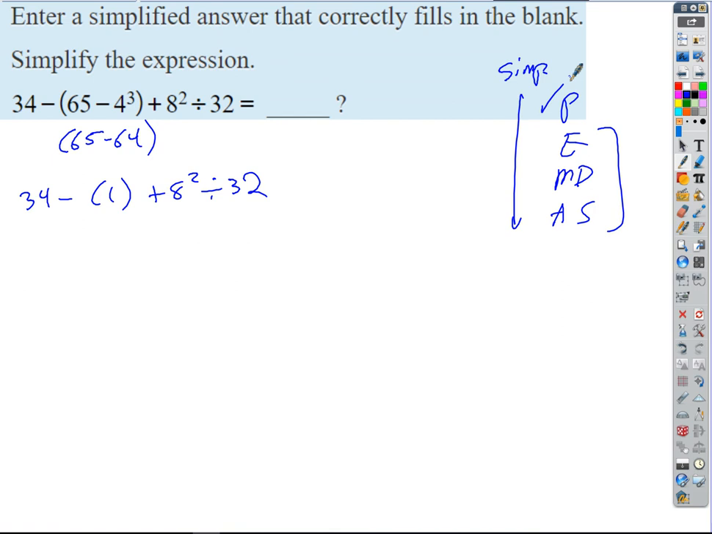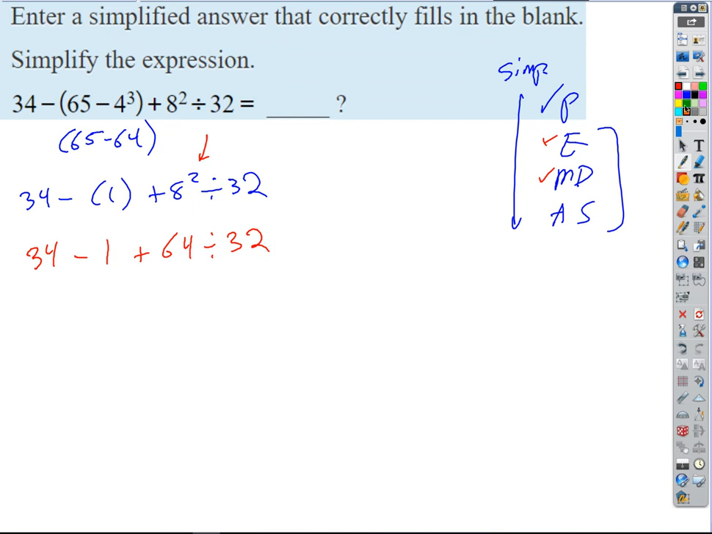Exponents. So now outside of parentheses, we've got exponents. What's 8 squared? 64. So 34 minus 1 plus 64 divided by 32. Okay? What's the next step? Okay, good. Multiply, divide from left to right. Well, we got subtraction, addition. There's my first division, right? 64 divided by 32 is 2.